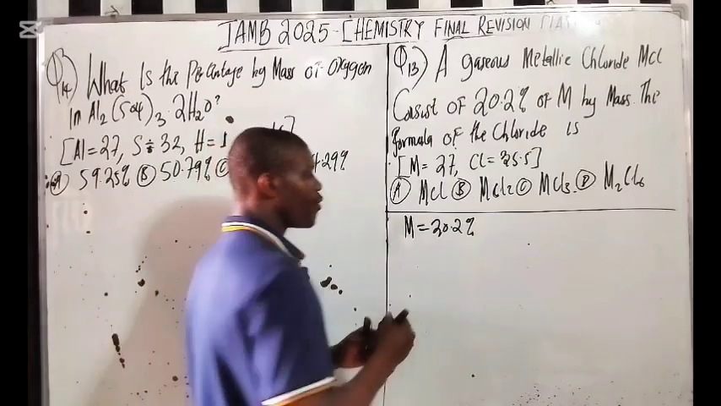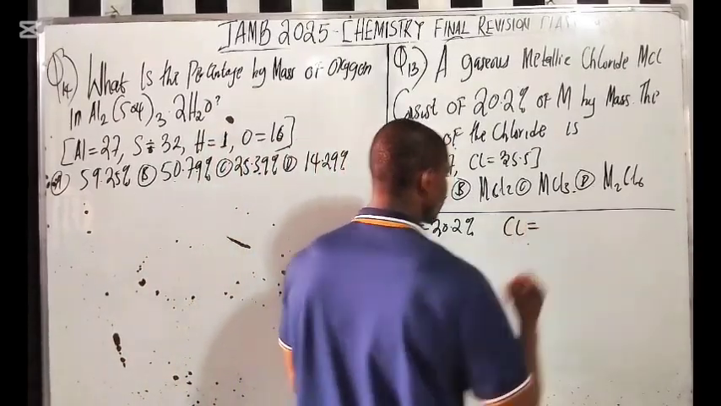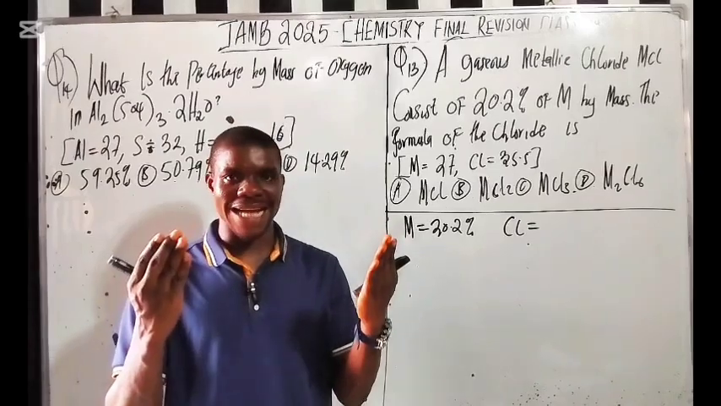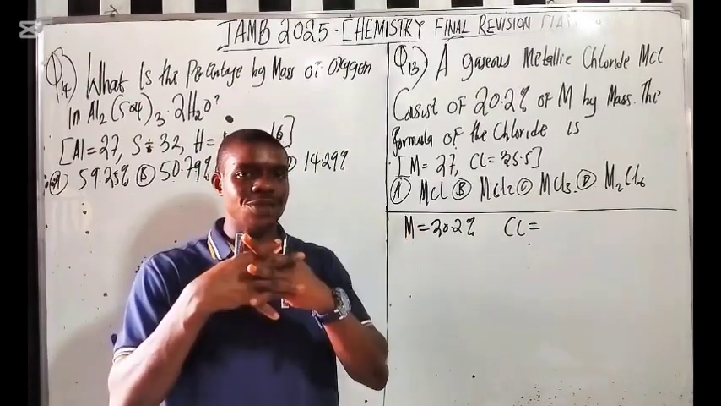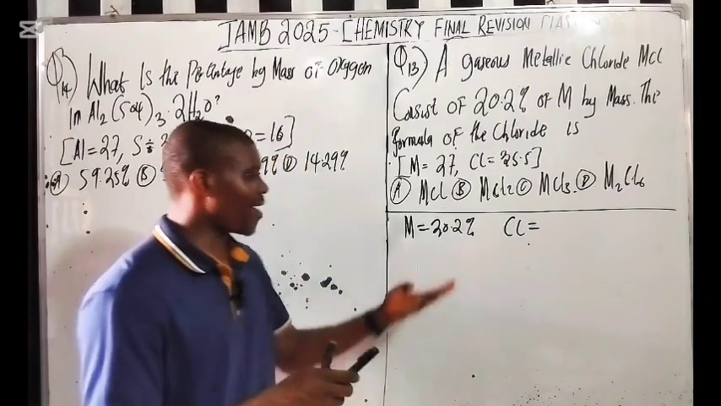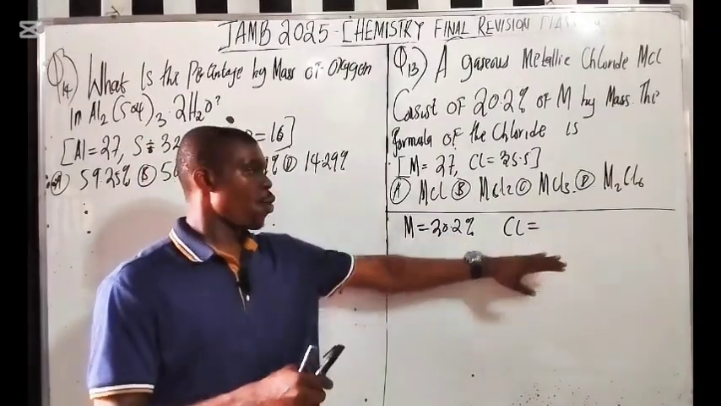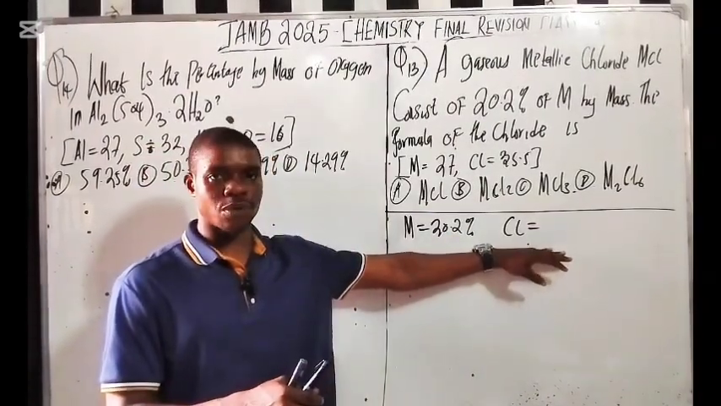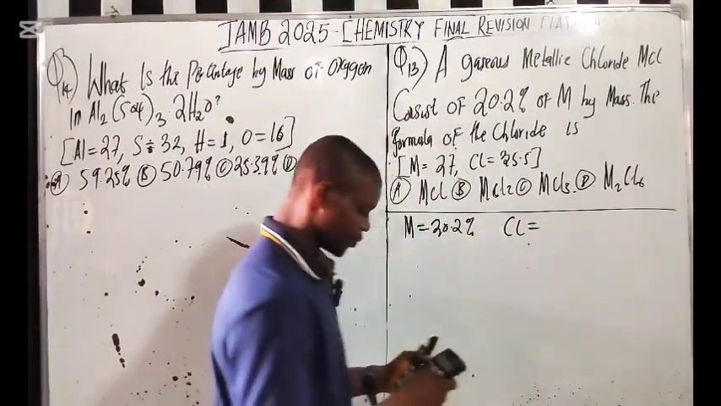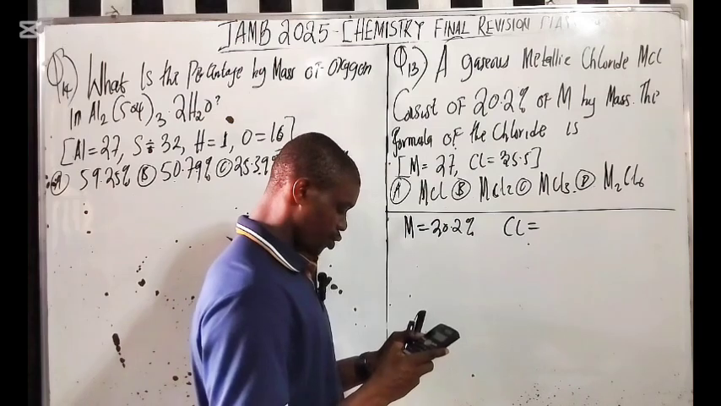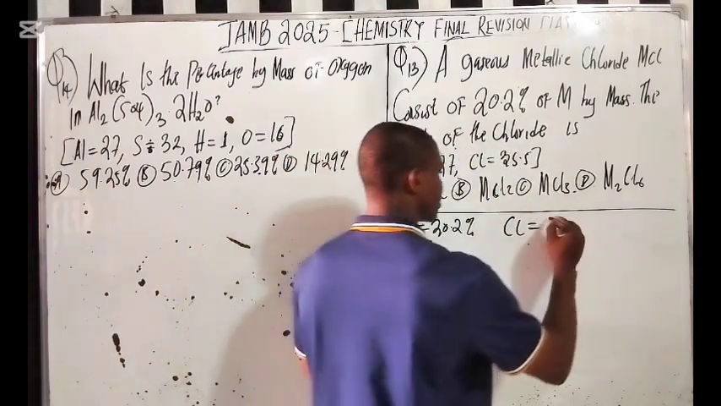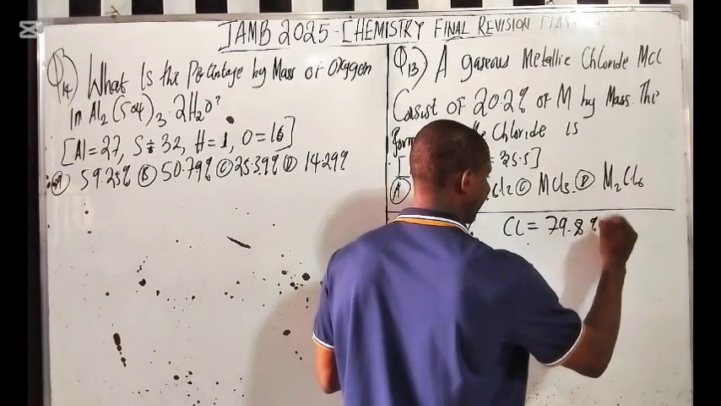So what would be the percentage of chlorine? Since we have 2 elements here and they are percent by mass, if you add the 2 of them together, it's going to be 100%. So if this guy is 20.2%, what will be the percent by mass of chlorine? Subtract this from 100. So it's going to be 100 minus 20.2. Here we have 79.8 percent. Just that.